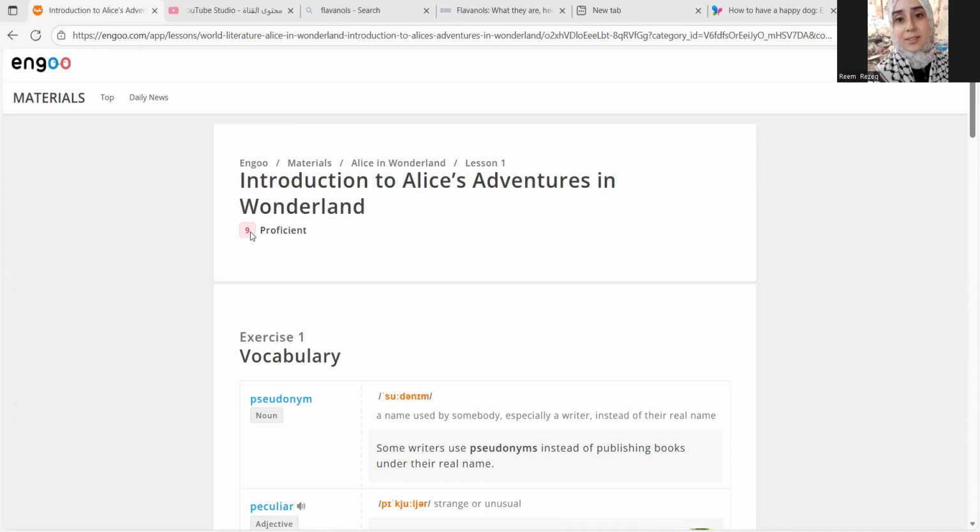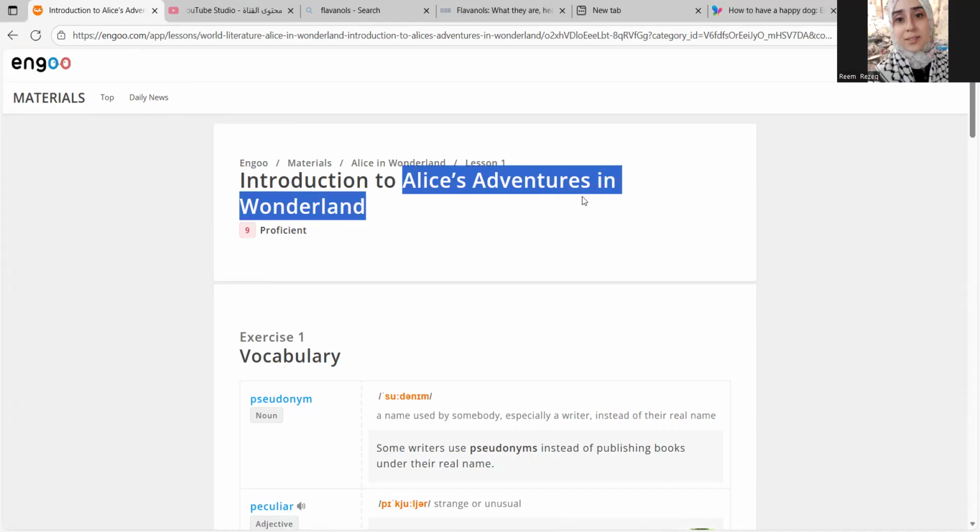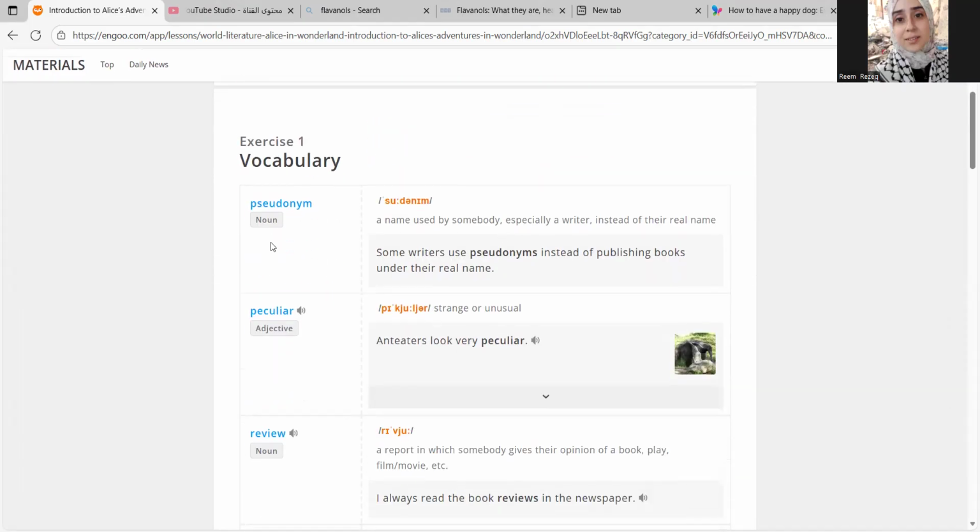We will start with this article, Introduction to Alice's Adventures in Wonderland. We all know that we have this novel, but we will start by focusing on pronouncing these words. So let's start.